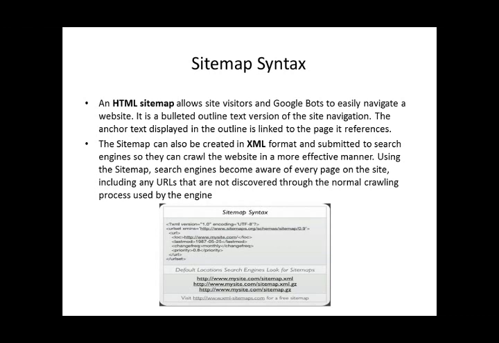Apart from the HTML sitemap, the other sitemap, which is important only for search bots, is the XML sitemap. There are different online tools available to create this sitemap and submit it to various search engines so that they can crawl the website in a more effective manner. Using this sitemap, search engines become aware of every page on the website, including any URLs that are otherwise left behind while navigating deep down to the directory level. There are times when the Google crawler does not go beyond the third, fourth or fifth level directory. So if all these URLs are present in the XML sitemap format, it becomes easy for the Google crawler to crawl all these URLs in one go. And there is a specific syntax that is attached to the XML sitemap.